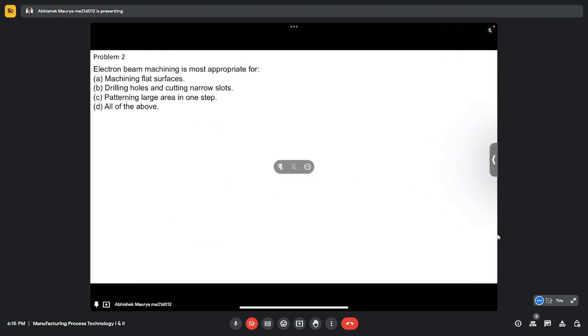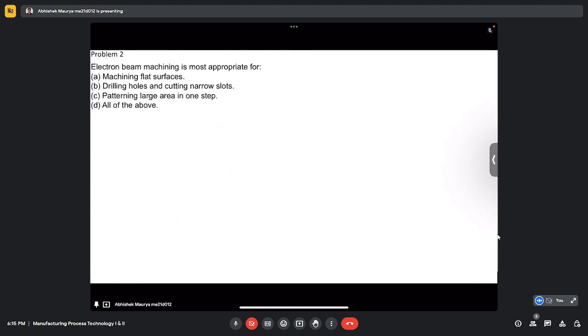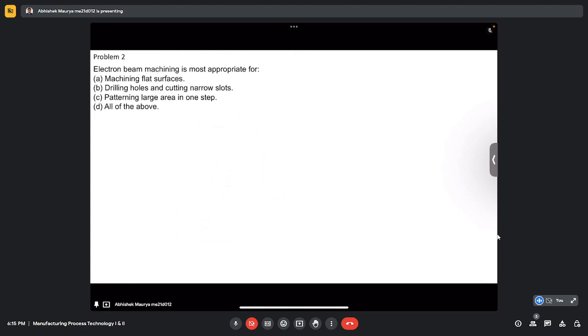Option B is the right answer. Drilling holes and cutting narrow slots. Yes. So in this problem, what has been asked? The electron beam machining is most appropriate for, and these are the options: machining flat surfaces, drilling holes and narrow slots, patterning large area in one step, or all the above.